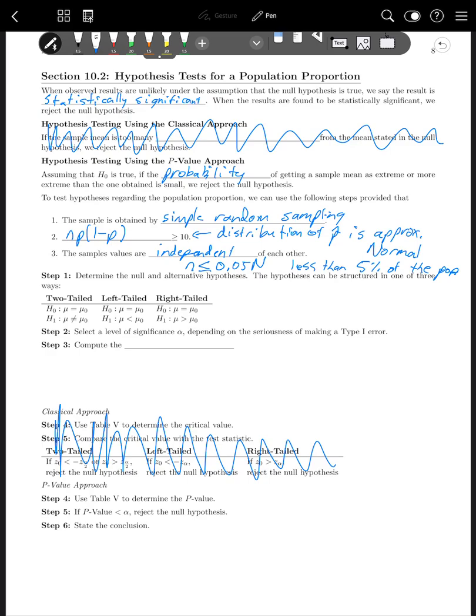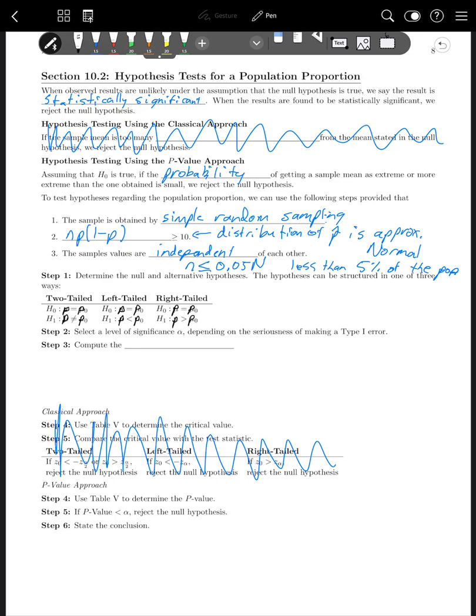Step 1 is determine the null and alternative hypotheses. These hypotheses can be structured in one of 3 ways, and notice there is a typo in all of these. Wherever it says mu here, it should say p. I've never gotten around to fixing this, but I copied and pasted from the next section when I originally made these, and that gave me these mu's.